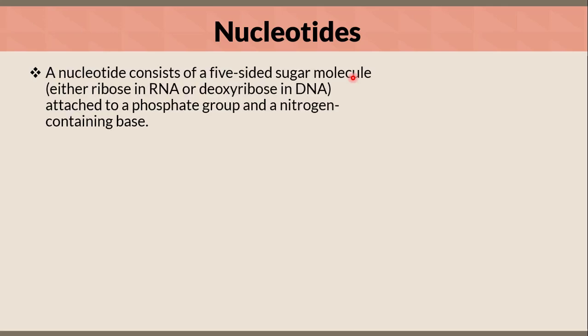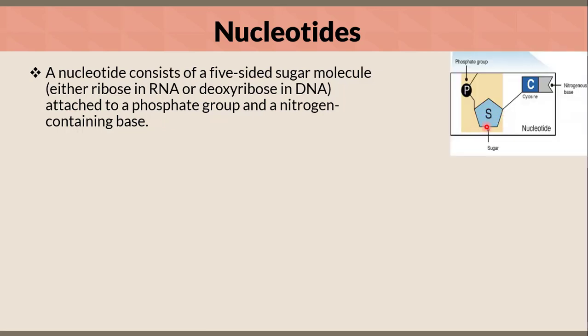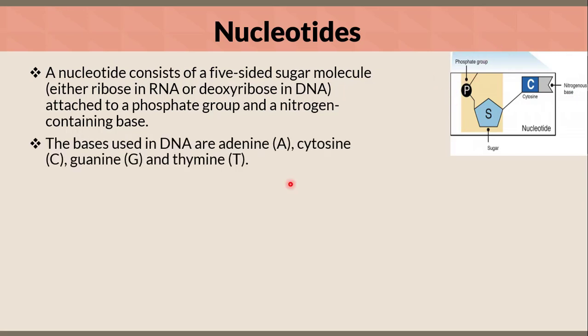A nucleotide consists of a 5-sided sugar molecule, either ribose in RNA or deoxyribose in DNA, attached to a phosphate group and a nitrogen-containing base. As you can see here is a 5-sided sugar molecule attached to the nitrogenous base, and here is the phosphate group. The bases used in DNA are adenine, cytosine, guanine, and thymine.